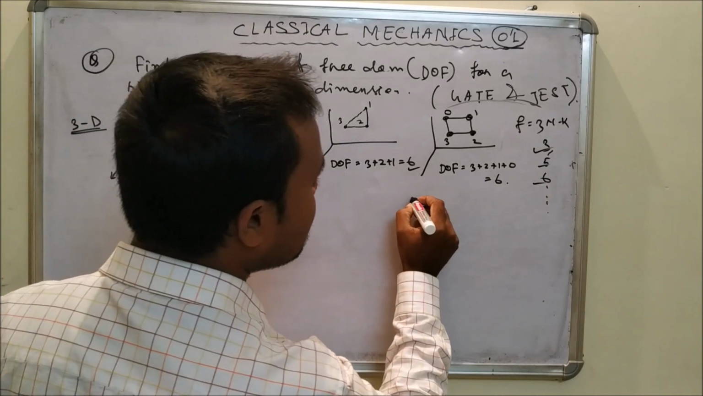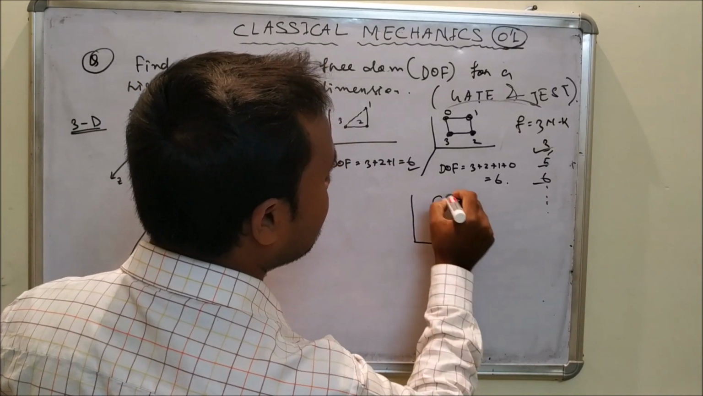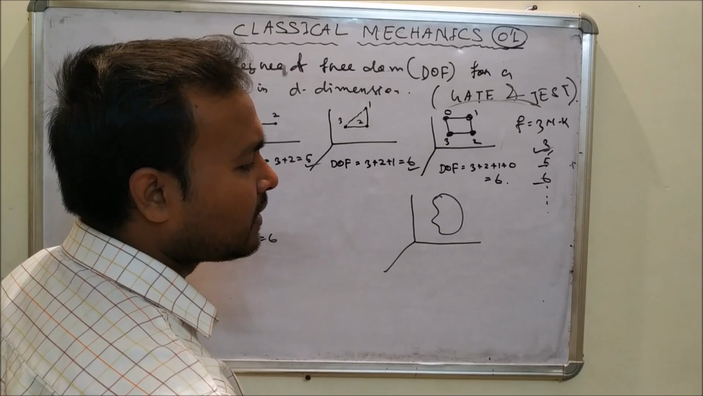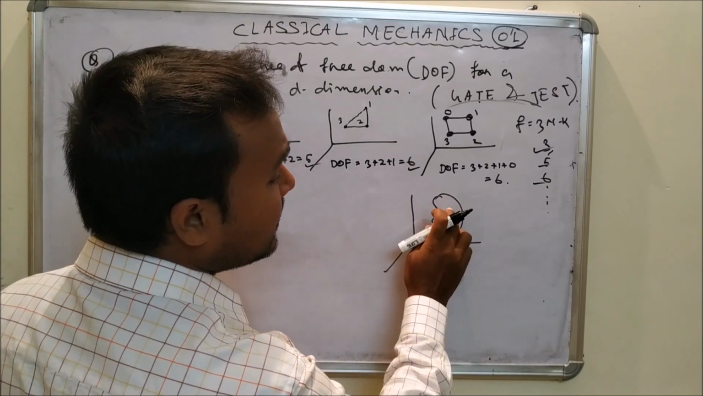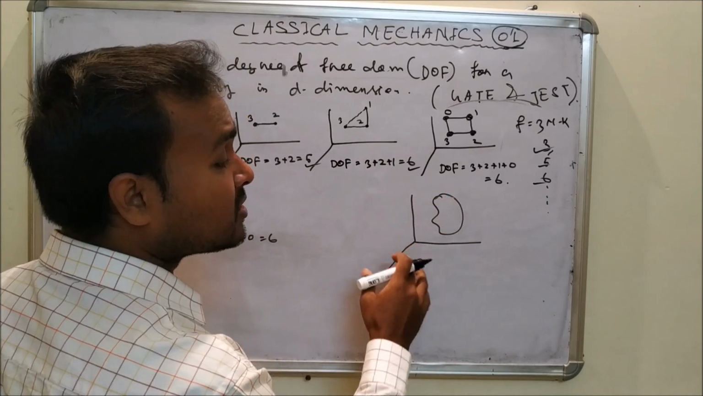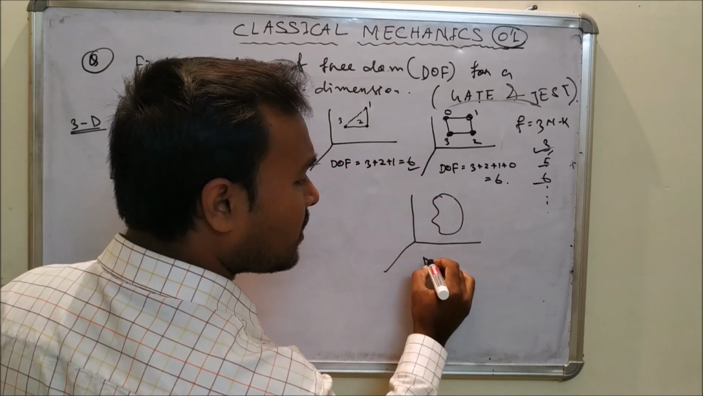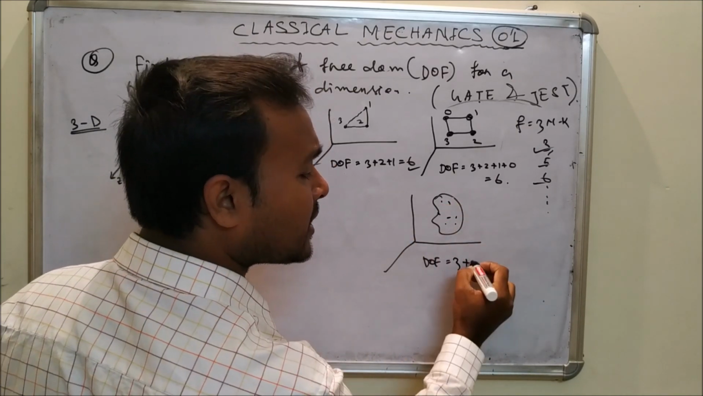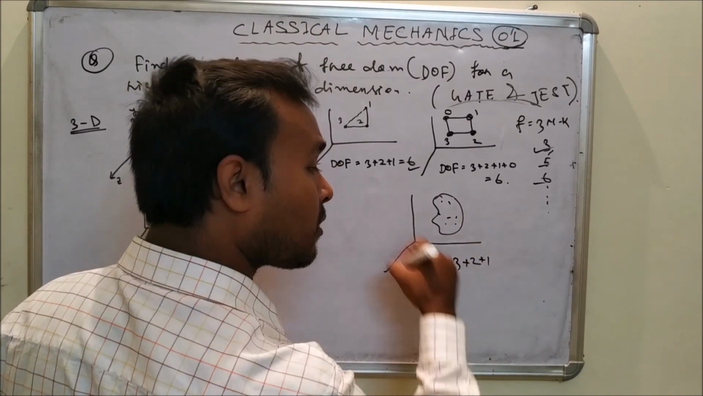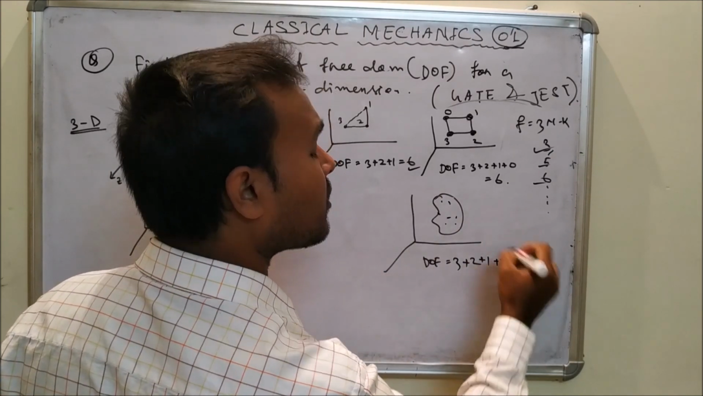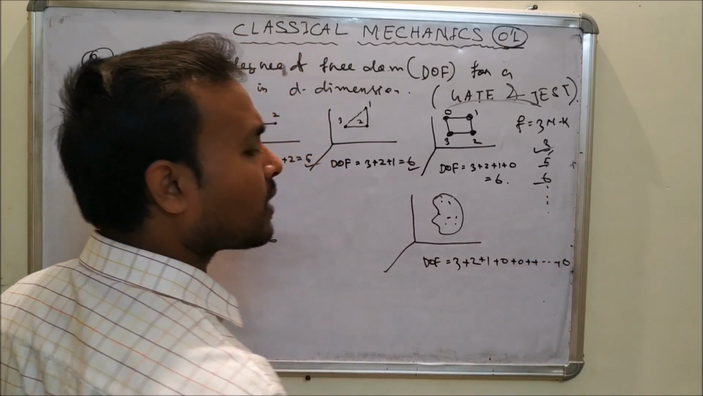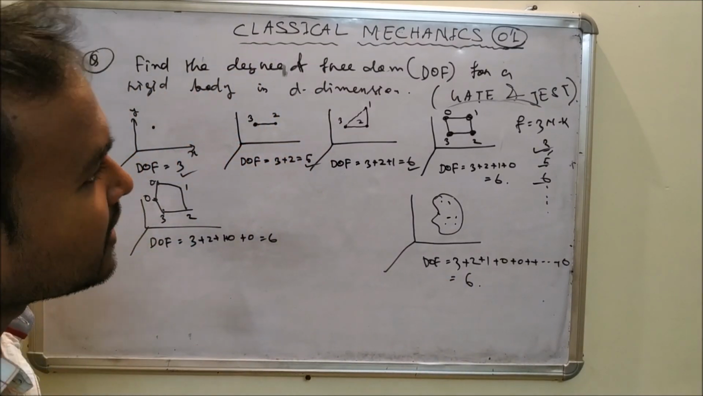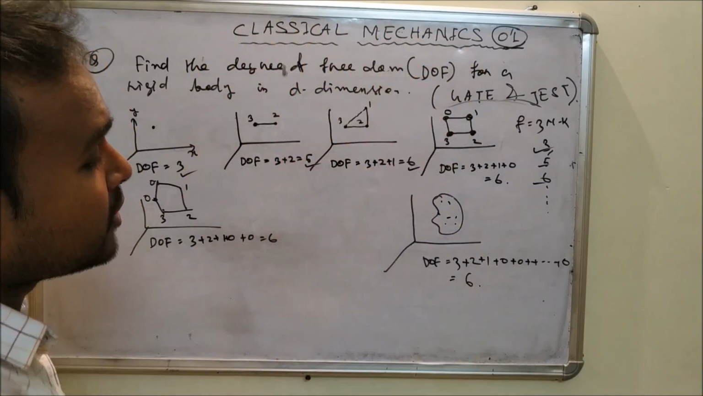Now the case is that if I consider a rigid body in 3D, how many particles will be there? We don't know, maybe 100, maybe 200, maybe 500, but we want the degree of freedom for this rigid body in 3D. For the first particle, it is 3. For the second particle, it will be 2. For the third particle, it will be 1. For the fourth particle, the contribution is 0, plus 0, plus dot dot dot plus 0. Right? So what will be the sum of this? Again, we'll get 6.